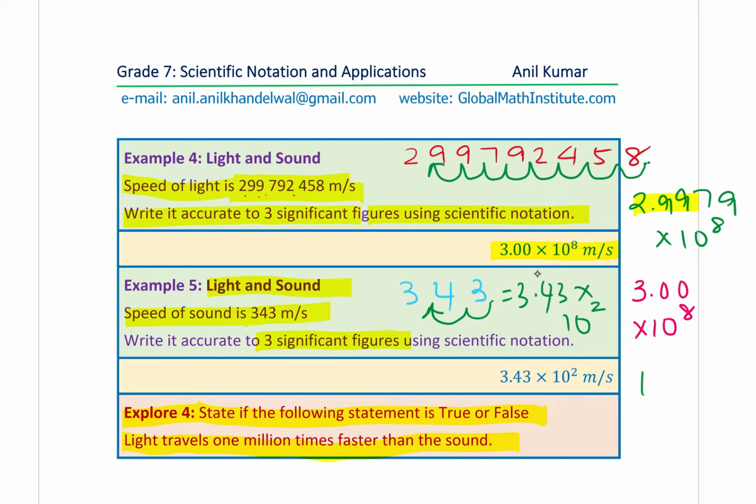Well, let's compare 10 to the power of 8 and 10 to the power of 2. That clearly says 10 to the power of 6. Yes, it does, and so this statement is correct. Such an easy calculation. Do you see that part? So that makes things so simple.